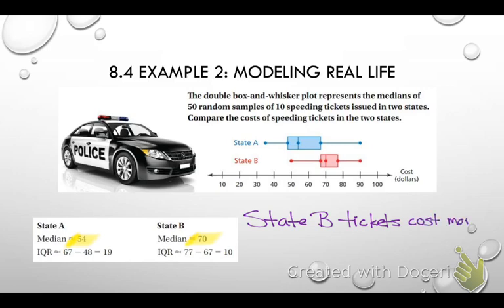You could say state A has the lowest cost for a speeding ticket. Like you can see that their outlier goes lower. Okay, so that's another conclusion. But on average, state B speeding tickets cost more. Who knows? Maybe they have a lot of hills and people get caught on the downhill. Who knows? Okay, but for some reason, their speeding tickets cost more.